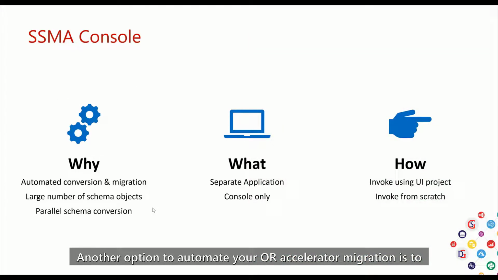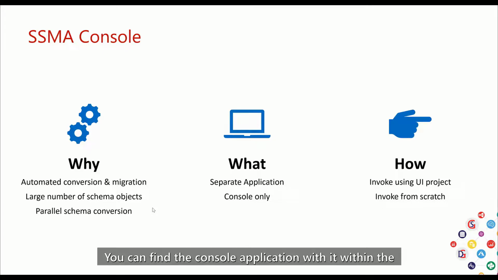Another option to automate or accelerate your migration is to run SQL Server Migration Assistant in console in order to automate the conversion and migration for a large number of schema objects or even do parallel schema conversion. You can find the console application within the installation folder of SSMA, and you can invoke it using the UI project or you can invoke it from scratch.